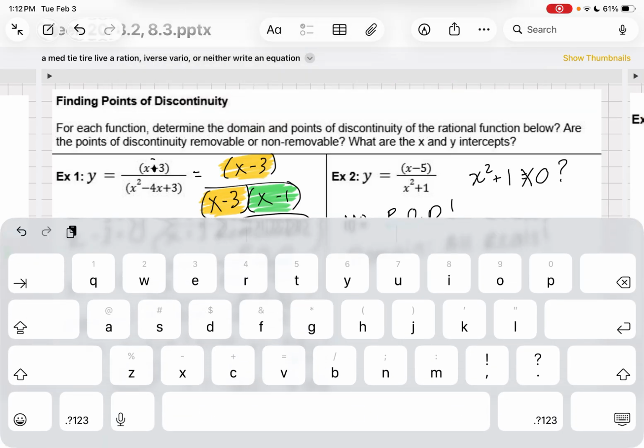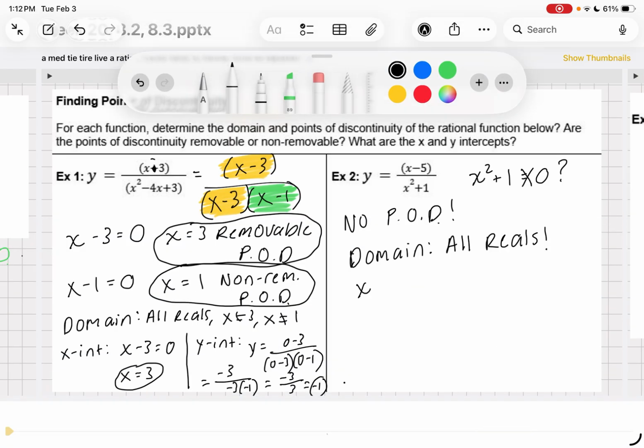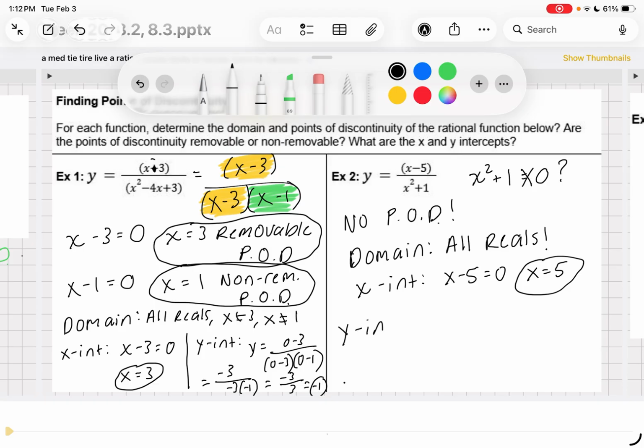My x-intercept, again, I'm going to set my numerator equal to 0. So I'll have x minus 5 equals 0. So x equals 5 is the x-intercept. For my y-intercept, I'm going to set all of the x values equal to 0. Okay, so I end up with 5 over 1, meaning that the y-intercept is 5. Okay?